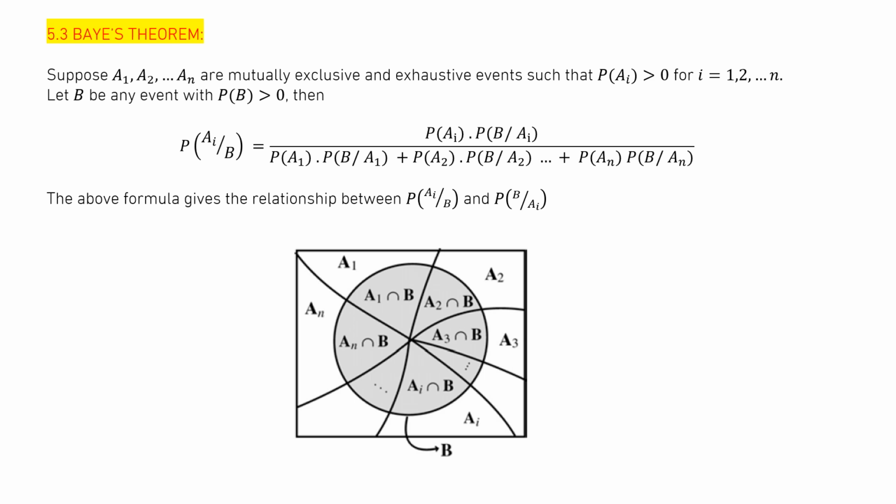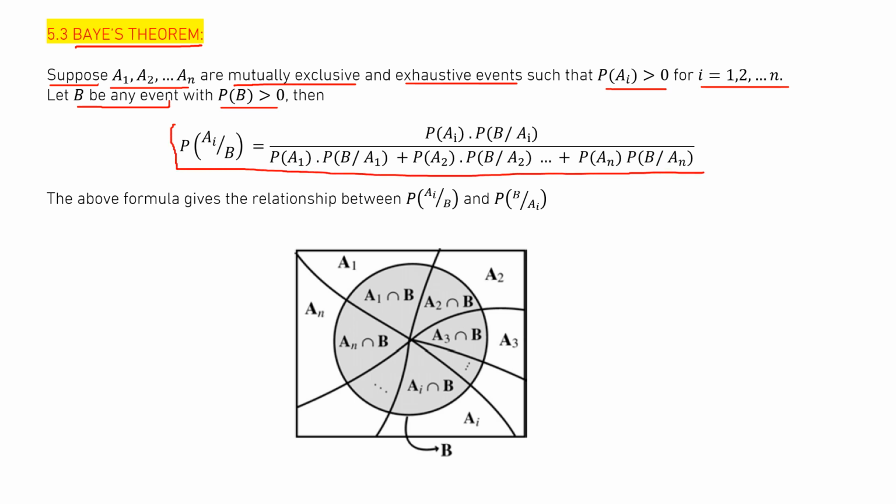In this video, I'm going to discuss an important theorem in probability called Bayes theorem. The statement of Bayes theorem goes like this. Suppose we have A1, A2, up to An mutually exclusive and exhaustive events such that probability of Ai is greater than 0 for all values of i starting from 1 up to n, and then let B be another event with probability of B greater than 0. Then we write probability of Ai given B by this formula.